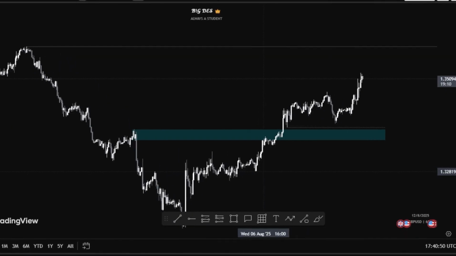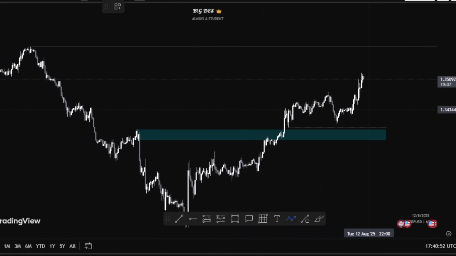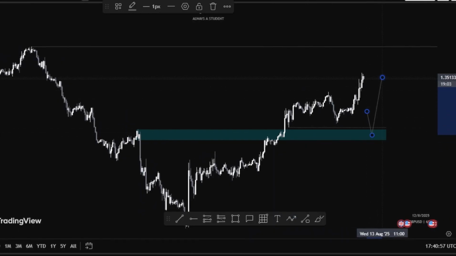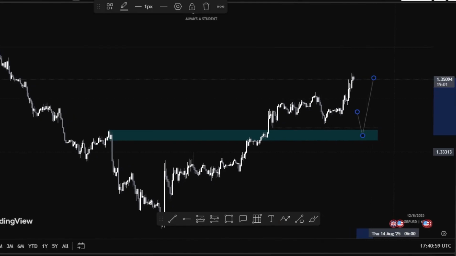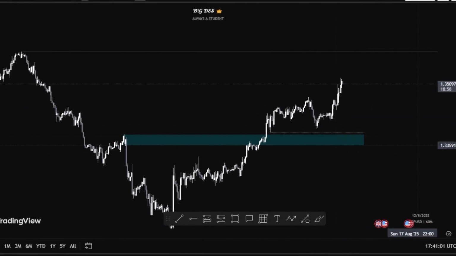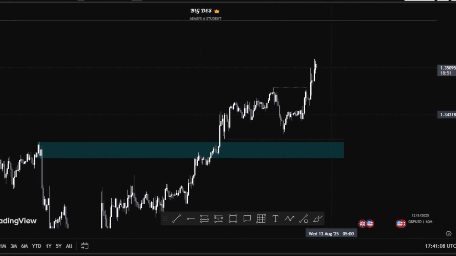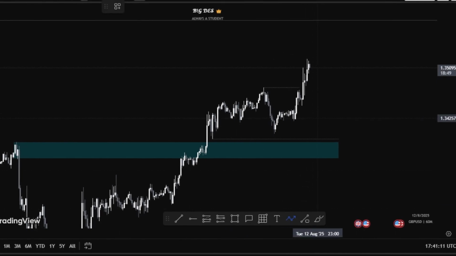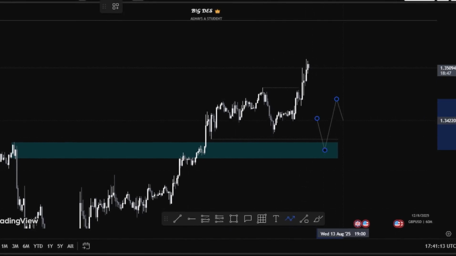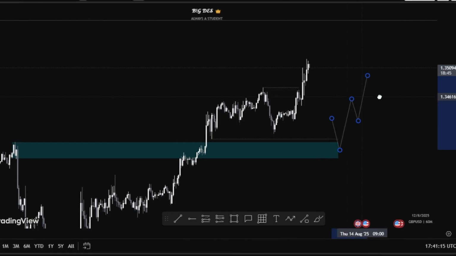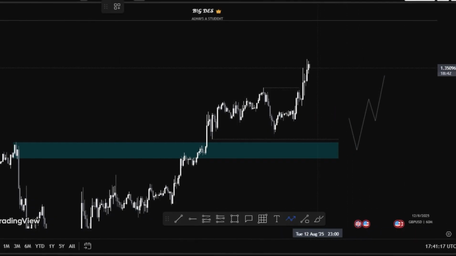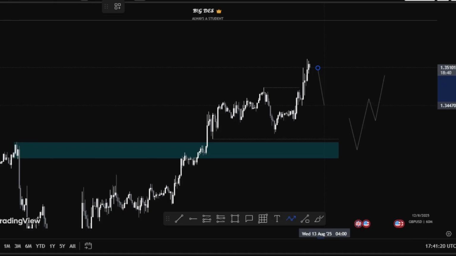Okay, so GBP USD couldn't sweep this low before pumping. So what I'm now going to look out for is a pullback, and that pullback should either take this and give me the confirmation, or pull back to this area right here and then break this high as well.